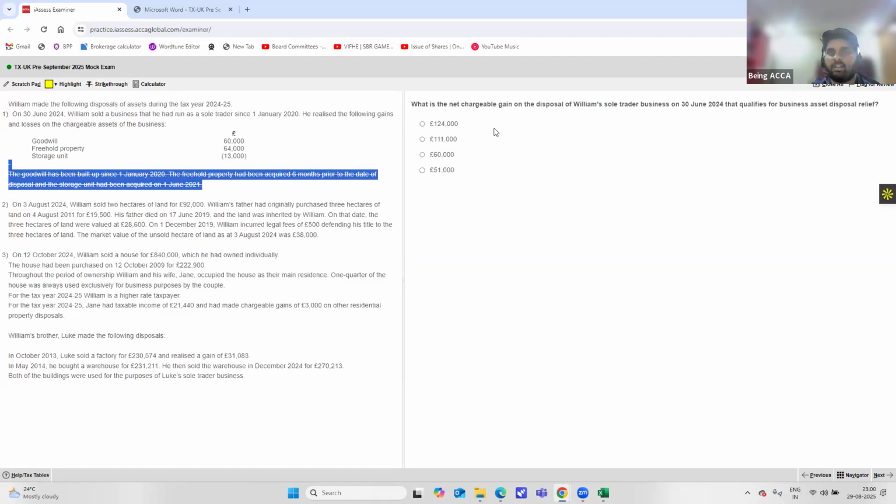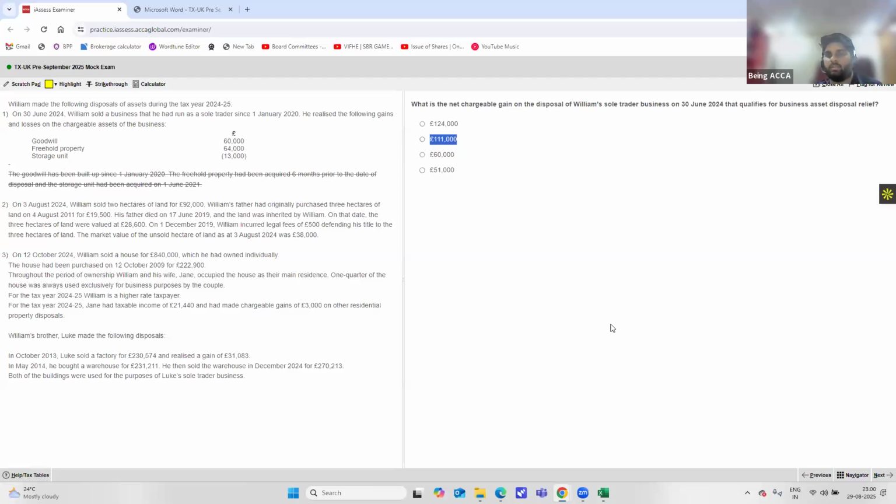So the total chargeable gain qualifying for business asset disposal relief would be 60,000 plus 64,000 minus 113,000 minus 13,000. That will give you your 111,000. Yes, that's absolutely right.